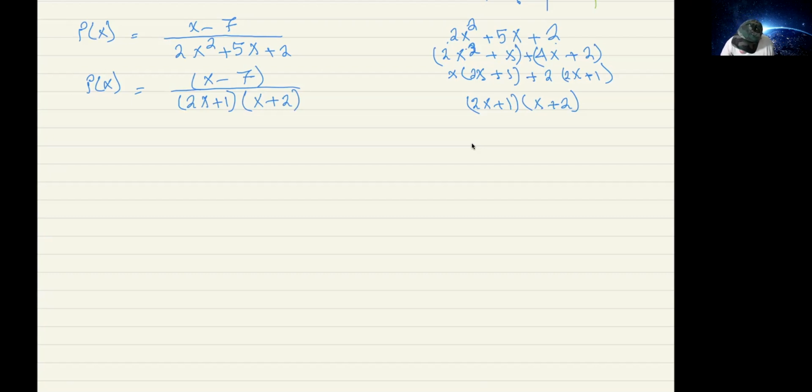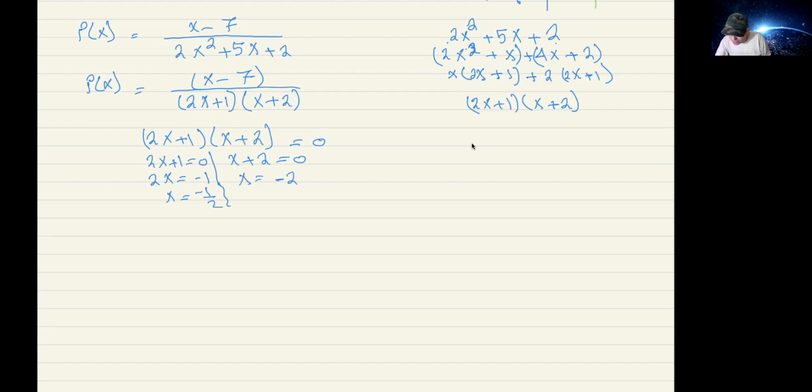So I set q of x, and where is q of x? It's 2x plus 1 times x plus 2, set to 0 and solve for x. So 2x plus 1 times x plus 2 equals 0. So I have 2x plus 1 equals 0, or x plus 2 equals 0. So we subtract 1 from both sides, I have 2x is negative 1, divided by 2, x is negative 1/2. And here we subtract 2, so x is negative 2. Okay? So now how many vertical asymptotes do I have here? 2. So now I write down the vertical asymptotes: x is negative 1/2 and x is negative 2.